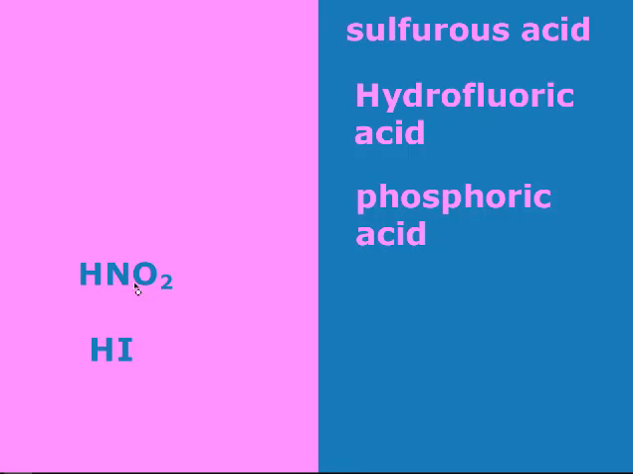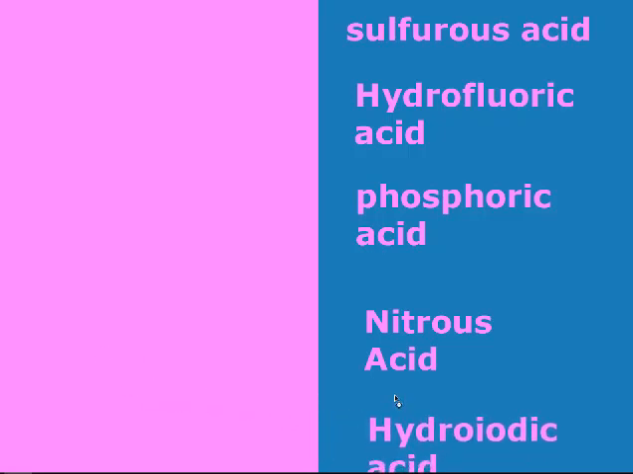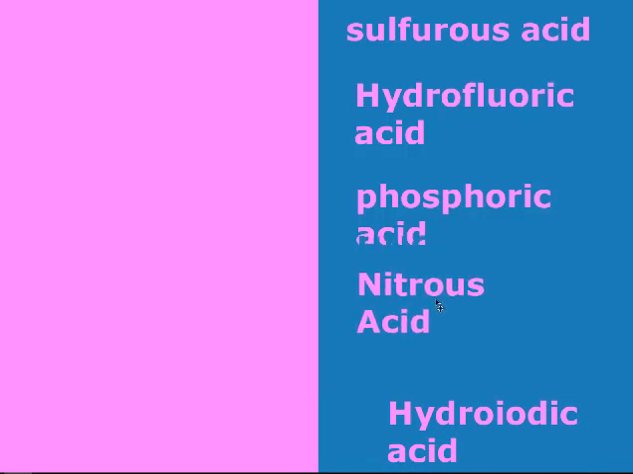NO2 was nitrite. Nitrite goes to nitrous acid. And then the last one, go ahead and pause the video and solve that one. Restart when you have it. Iodine is iodide in a compound. So that's hydroiodic acid.